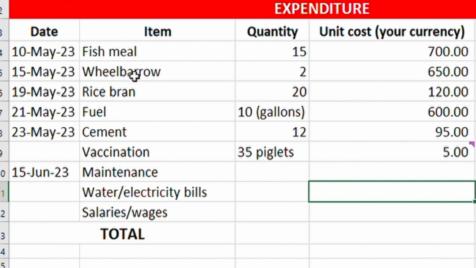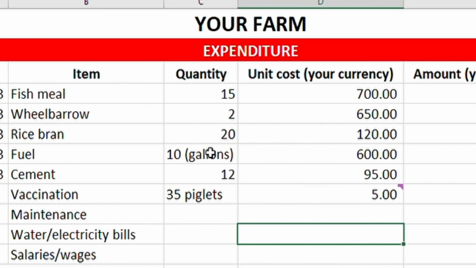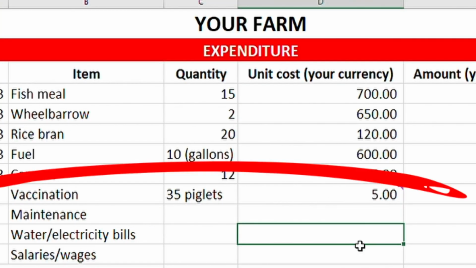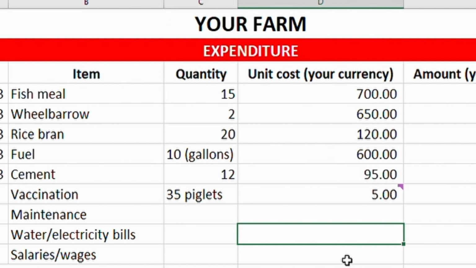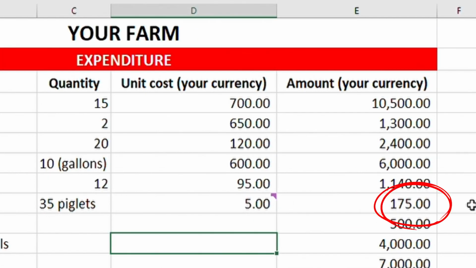Something as simple as this doesn't cost much. So with the vaccination, you can see I put 5 cedis. There are places where charges are made per pig treated. So let's say where you are, if they treat one pig, they take you 5 cedis. That means if you have 35 piglets and they treat each for 5 cedis, this is the amount you're going to pay for it. Yes, in some parts, that's how we do it. We have a defined amount per pig treated. So in that case, you don't doubt or challenge the one coming to treat for you. So they are all part of the cost.